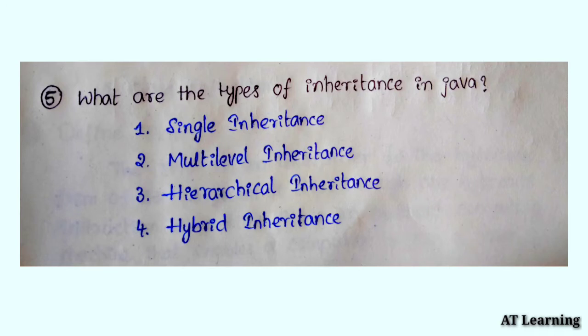And the fifth question is, what are the types of inheritance in Java? Types of inheritance are 4. First one is single inheritance, second one is multi-level inheritance, third one is hierarchical inheritance, and the final one is hybrid inheritance.